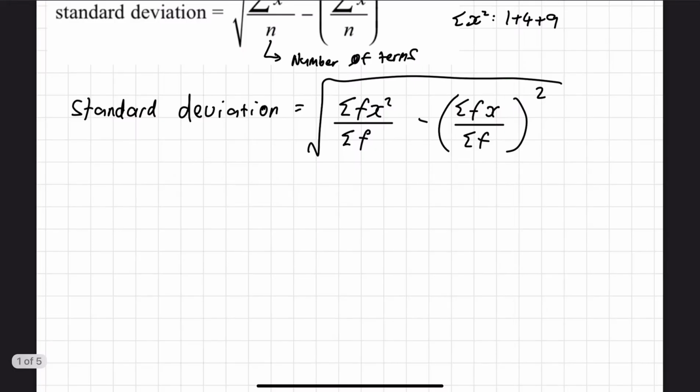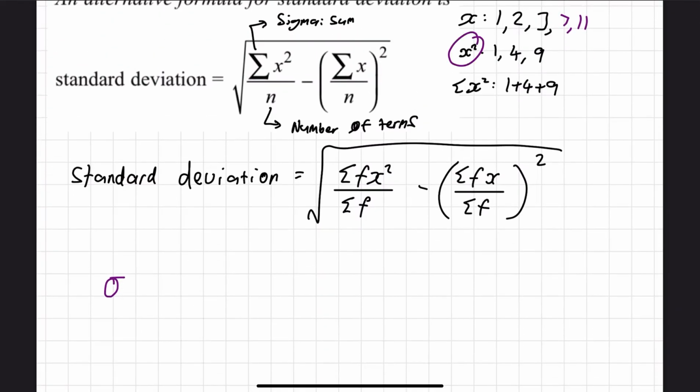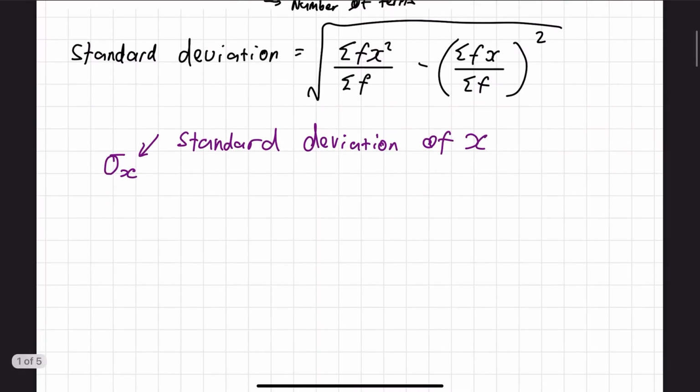Now, the way we write standard deviation is we use this lowercase sigma, which looks a bit like an O with a line. And then down here, this little box here, you write the variable. In this case, our variable is in terms of x, so you can write sigma x. That is the same thing as saying standard deviation of x. However, if I had sigma y, that means my variable is y. So that would read as the standard deviation of y.